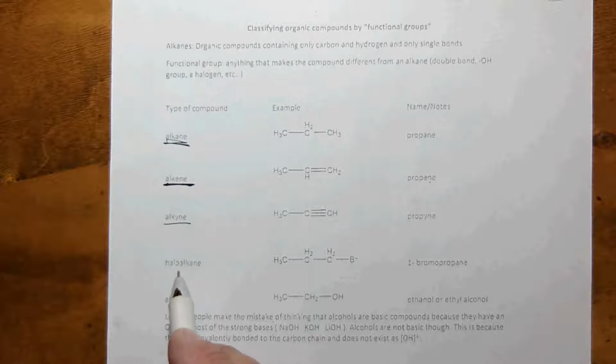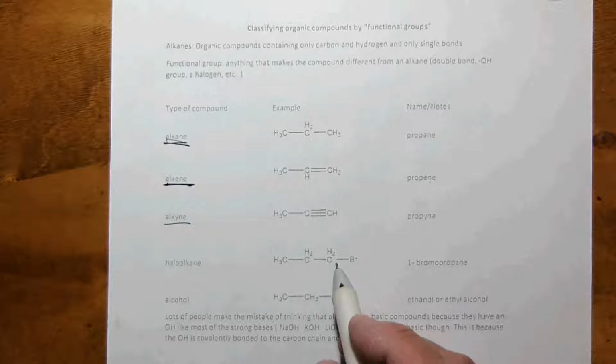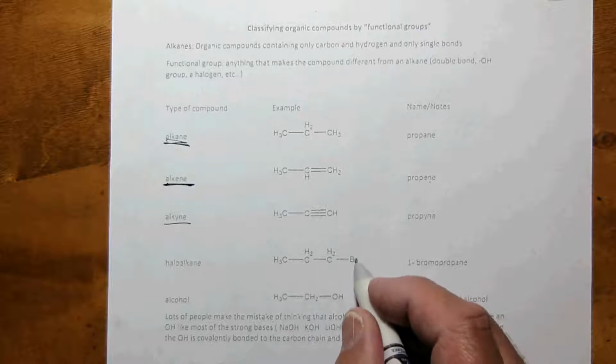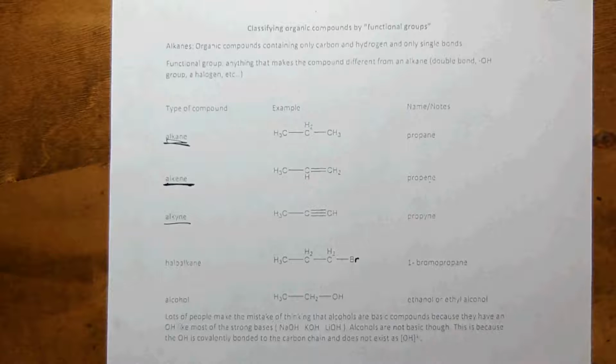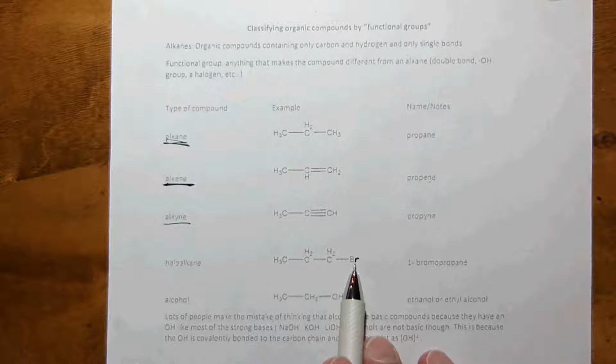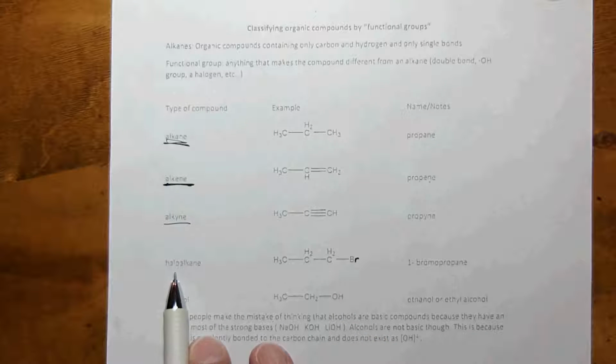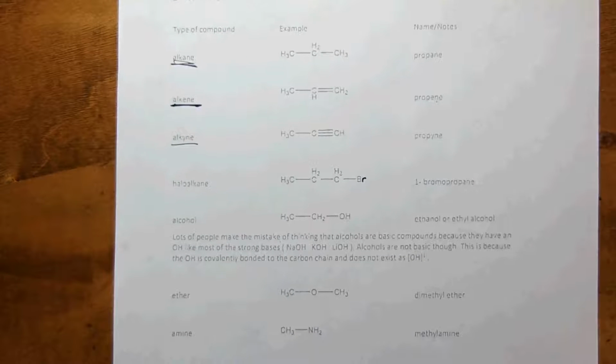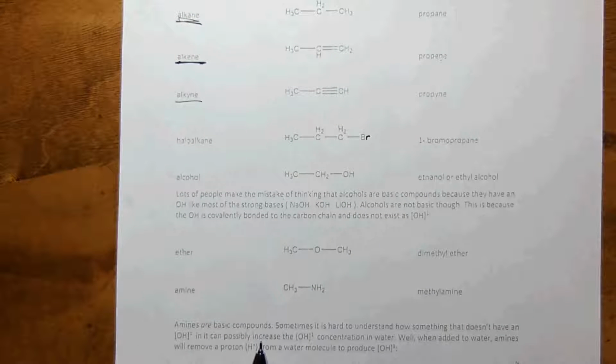We have haloalkanes. That's where you've replaced a hydrogen with a halogen. That's supposed to be Br, bromine. So those are an interesting class of compounds. I could go on all day about any class of compounds here. They're all interesting in their own right. So if you replace a hydrogen with a halogen, haloalkane.